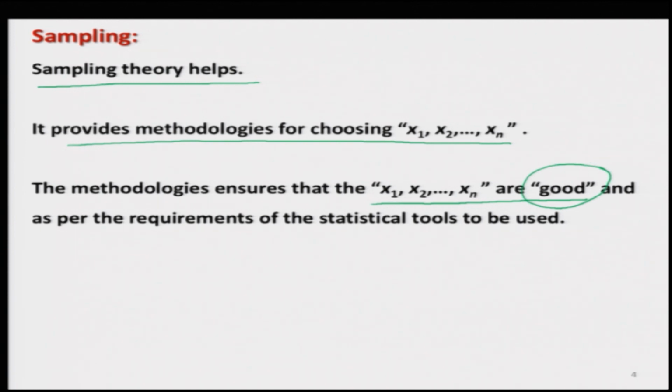This good sample has several aspects. One aspect, which we have just discussed, is that it should be representative. That means whatever my population is, that should be reflected in the sample also. Besides those things, another very important aspect is that once we get the sample, we try to employ some statistical tool.